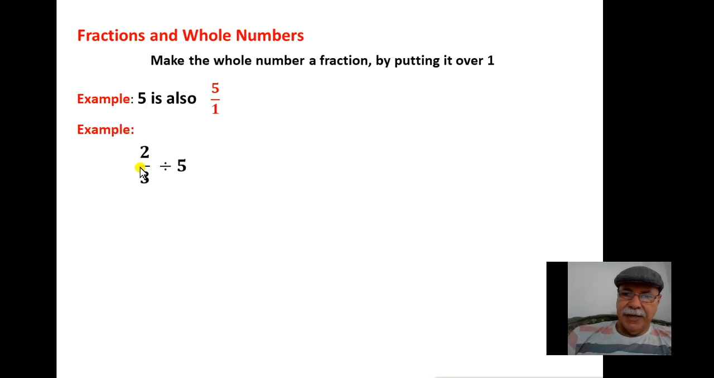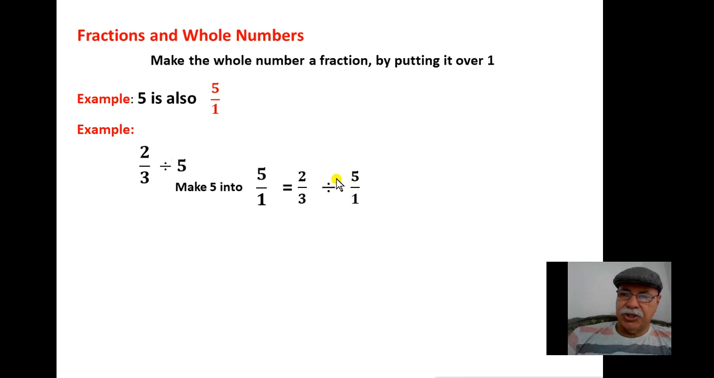So here I have this example also, 2/3 divided by 5. This 5 also I put 1 here in the denominator, in order to make a proper fraction. That's why I make 5 into 5 over 1, like this. Now I get 2 over 3 divided by 5 over 1.